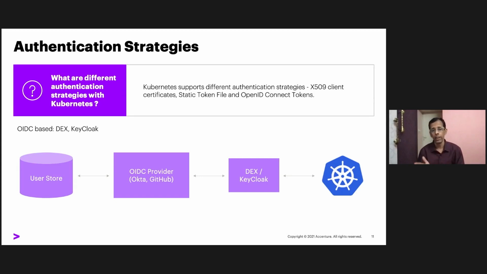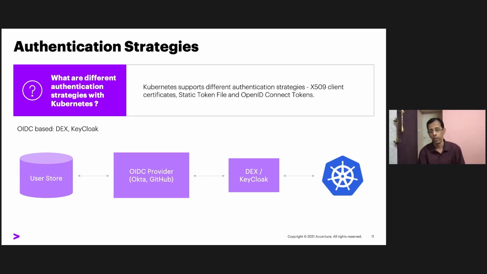Now, for the Kubernetes API server to trust an incoming user identity, there are several ways to do that. As you can see on the slide, there are very basic mechanisms like X509 certificates, where the client has to use certificates to get authenticated.